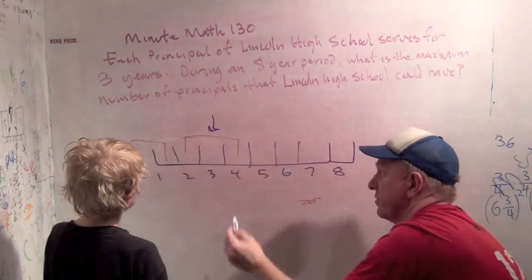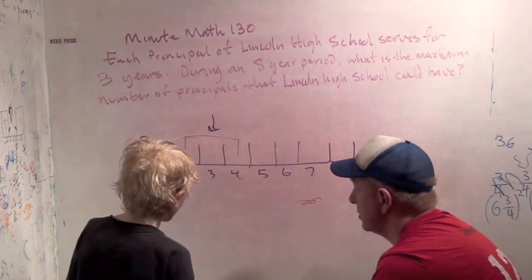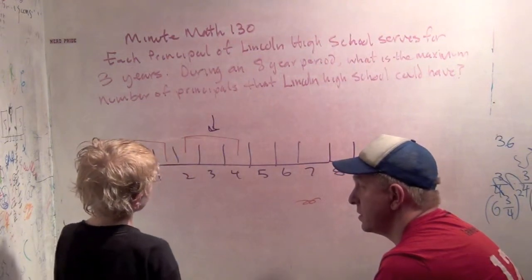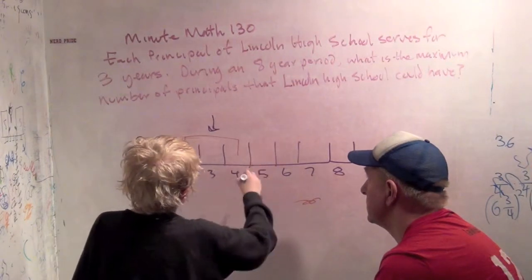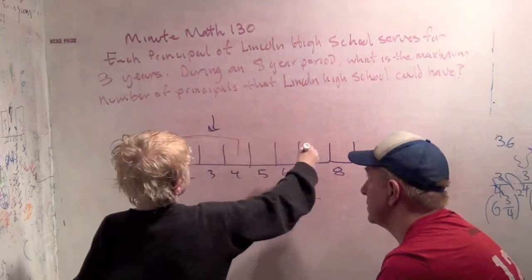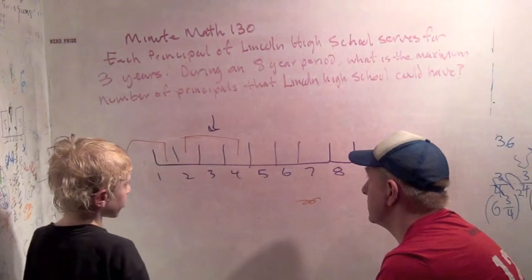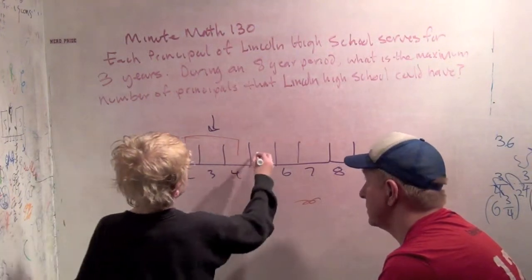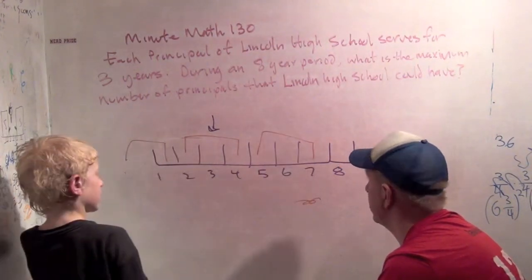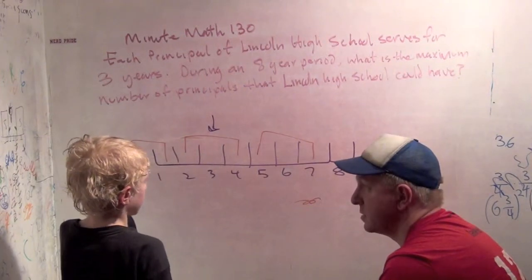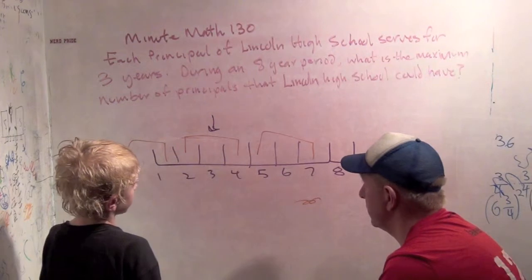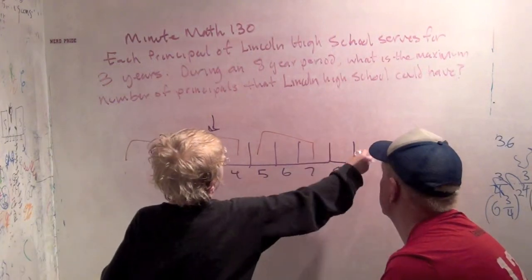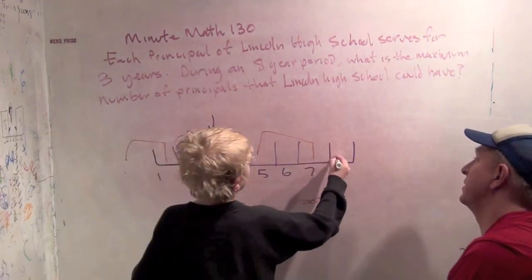Remember, this principal serves for 3 years. So then, well, if we do 1 here, then we'll have 1 space left over. Okay, you want to draw that in? Okay, we have 1 space left over. What happens there? Well, it's space 8. So what happens? 1 principal could finish over there. All right, so draw that.